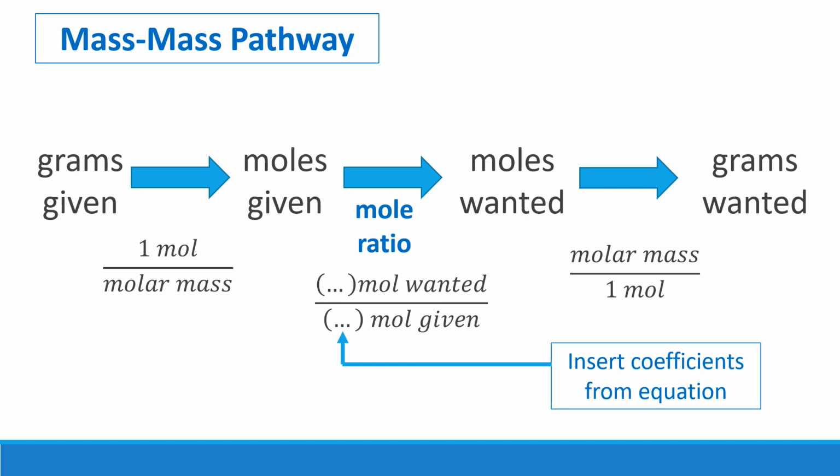Now, sometimes when people start doing this right away, they want to put those coefficients all over the place, but the only place you do it is in the mole ratio. When you're converting grams to moles or moles to grams, it's always 1 mole and the mass of 1 mole. Don't worry about the coefficients, only plug the coefficients into that middle step. So let's practice this on another problem.